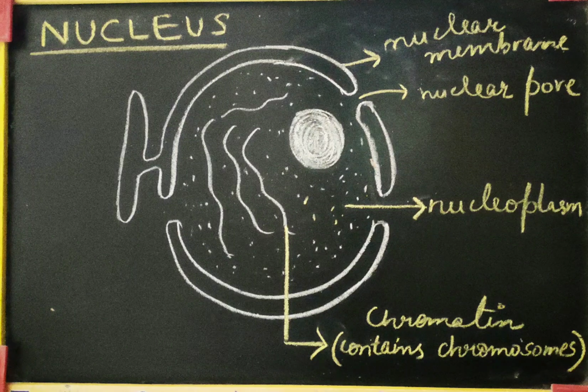So children, this is what a nucleus looks like from inside. You can see clearly the labelings in the diagram, and we'll be discussing each one of them separately. Namely, nuclear membrane, nuclear pore, nucleoplasm, and chromatin.